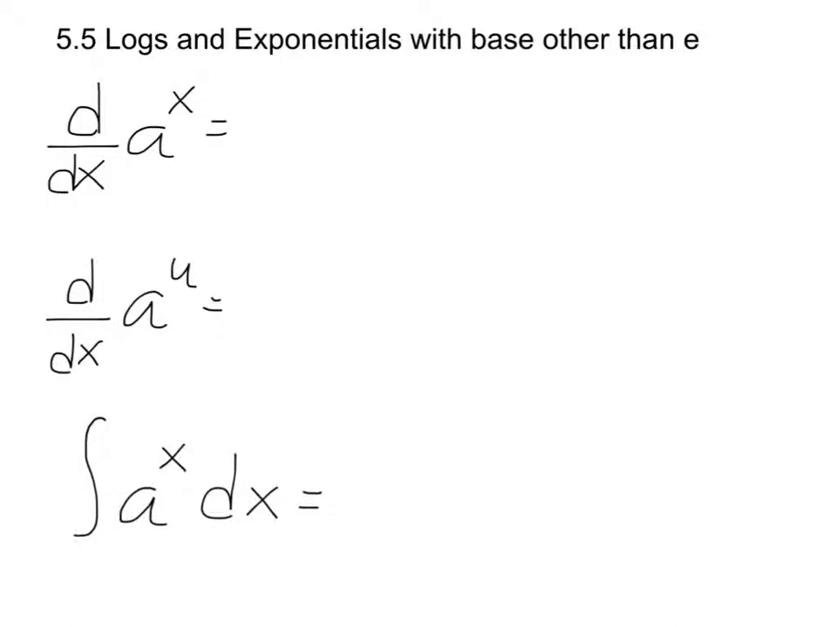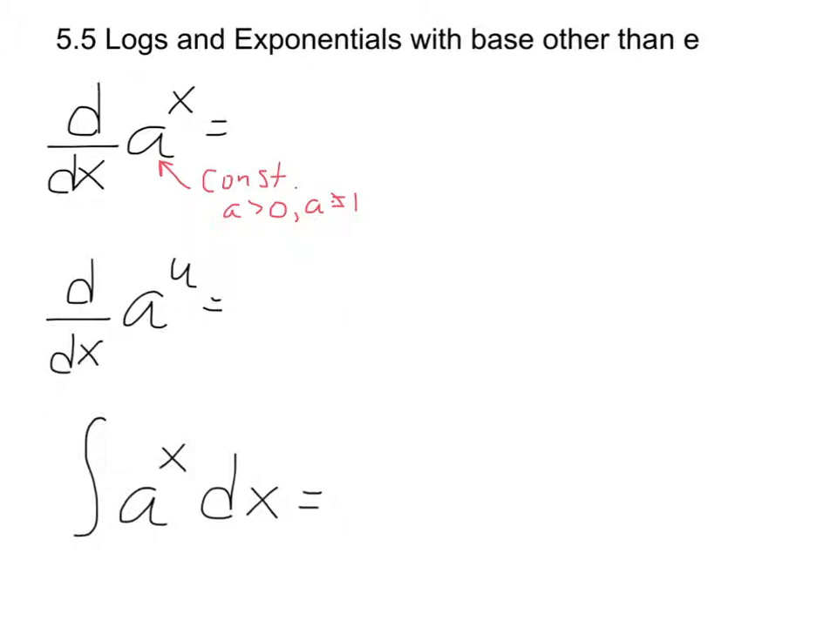So in this section, 5.5, we're going to talk about the derivative and antiderivative rules for logarithms and exponential functions that have a base other than e. To start off, we're going to take a look at the rules for a general exponential function. When you look at these rules, a is going to represent a constant that is typically greater than 0, but just not equal to 1. So it could be 2 to the x, 3 to the x, 4 to the x, etc.